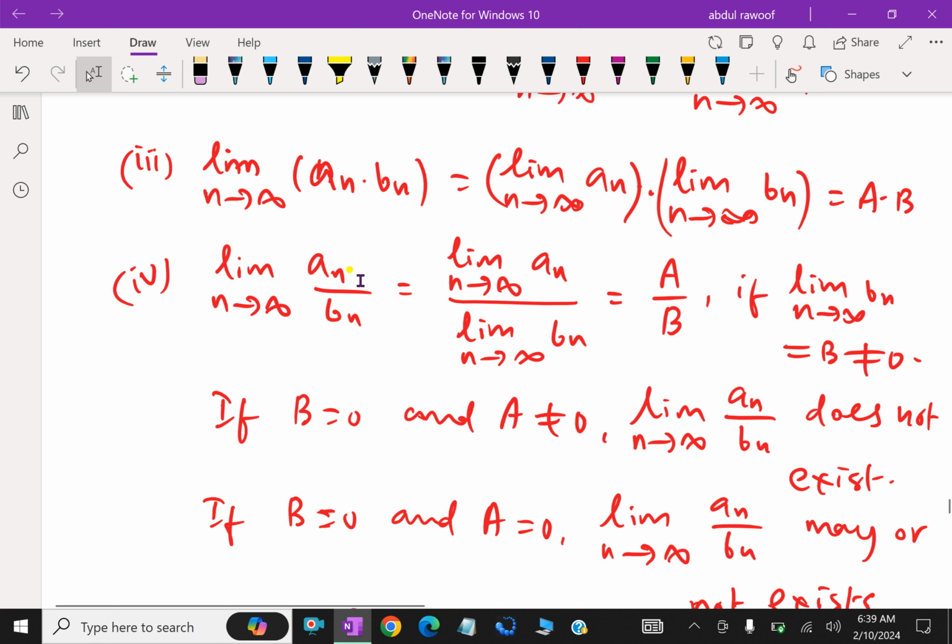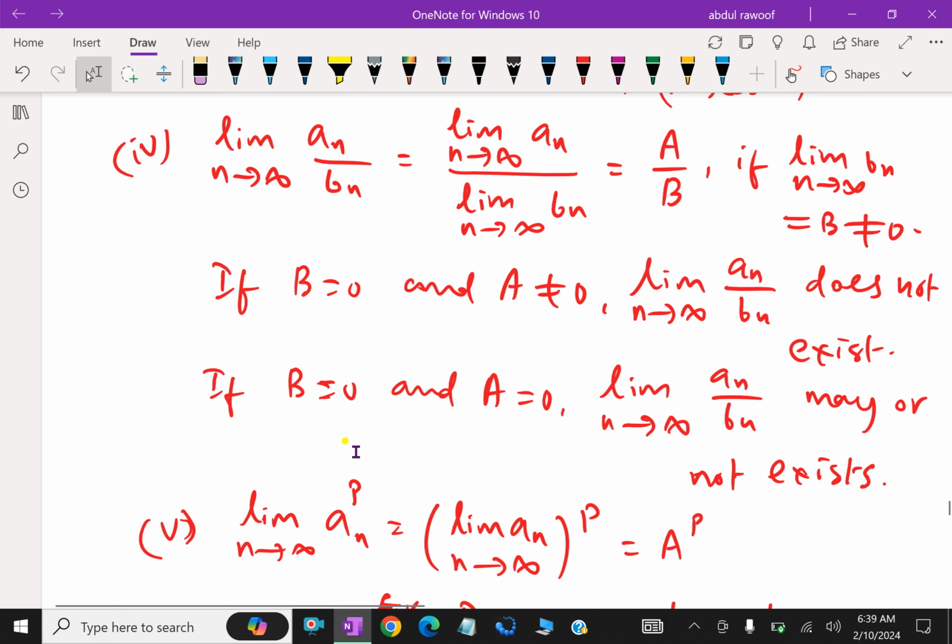If b equals 0 and a also equals 0, that is both a and b are 0 here, then the limit of an over bn may or may not exist. If a is not equal to 0, of course, you can say it does not exist. If b equals 0 and a also 0, then this limit may or may not exist.